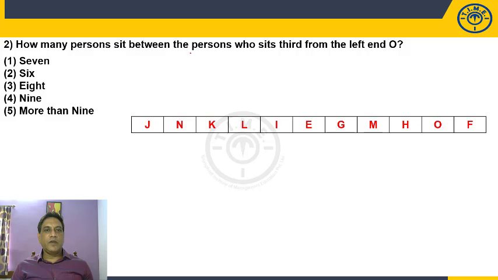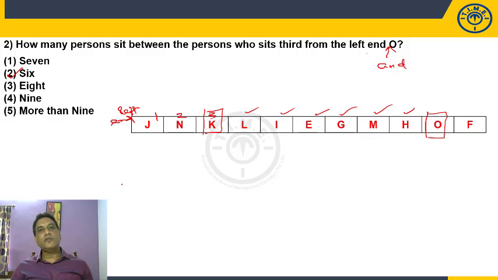How many persons sit between the person who sits third from the left hand and O? Make a small correction here. Third from the left hand. So, this is the left hand, right? So, third from the left hand is, this is 1, 2, 3. So, we are talking about how many persons are there between K and O. How many are there? 1, 2, 3, 4, 5, 6 persons are there. So, it is choice 2.